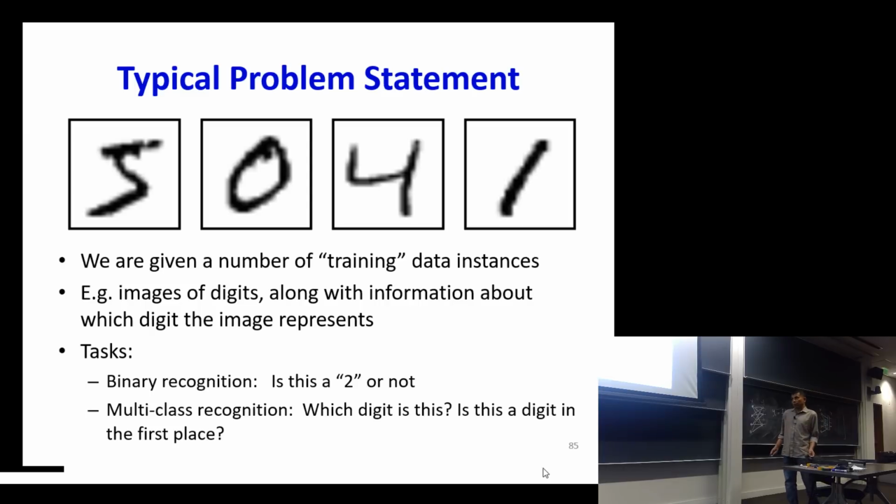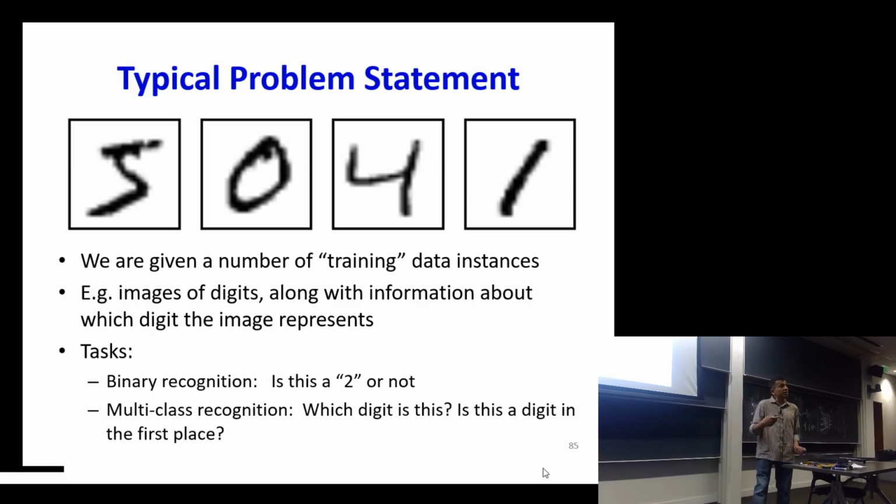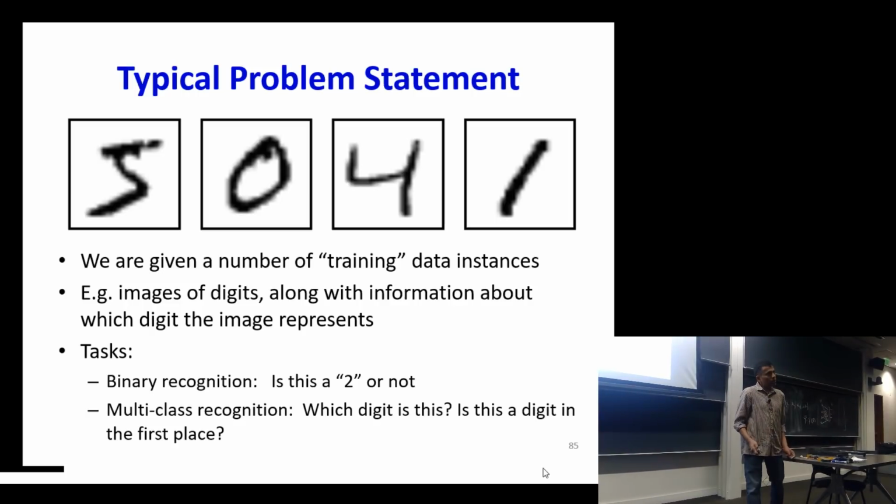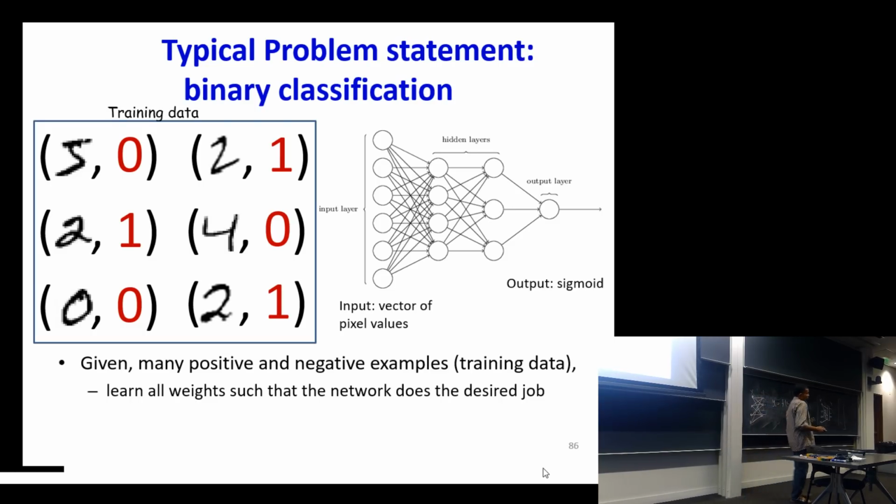So here's a typical problem statement. You'll be given a bunch of training data instances, like images of digits, along with information about which image represents which digit. For binary recognition, you'd have tasks like: is this a 2 or not? For multi-class, it's going to be: which digit is it? Or even: is it a digit in the first place? So if you were trying to perform binary recognition, does this image represent the digit 2 or not?